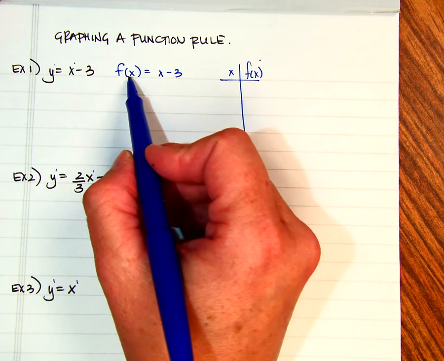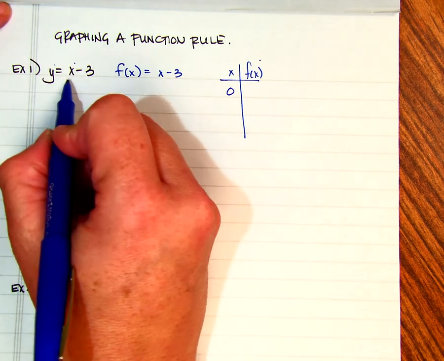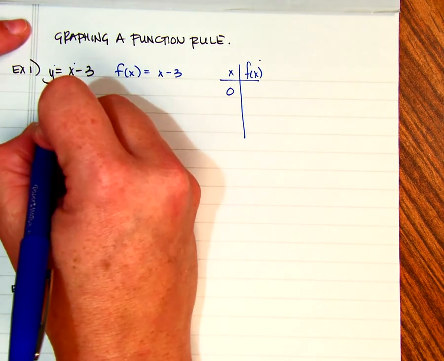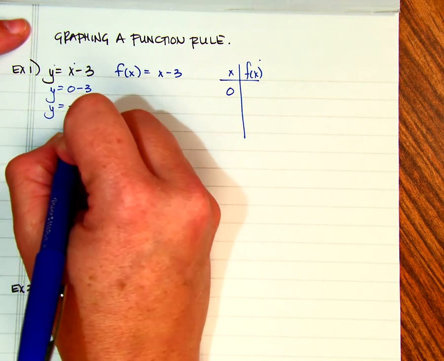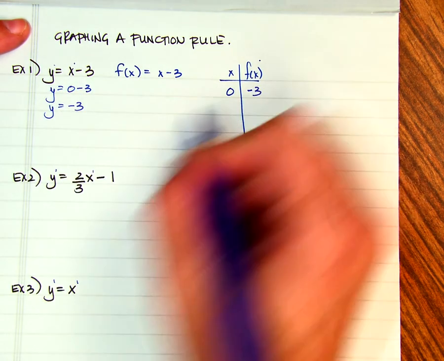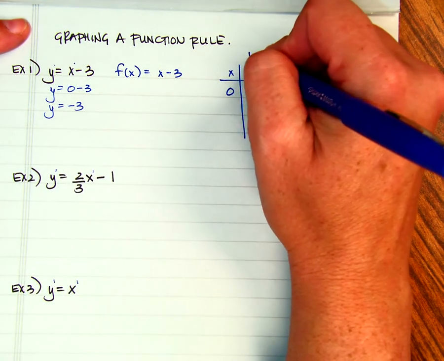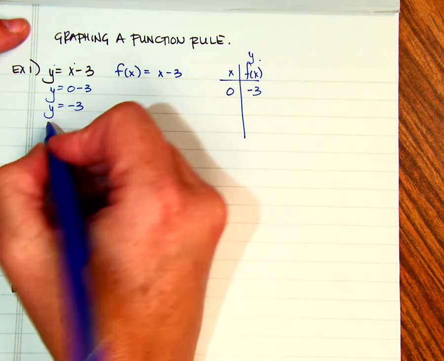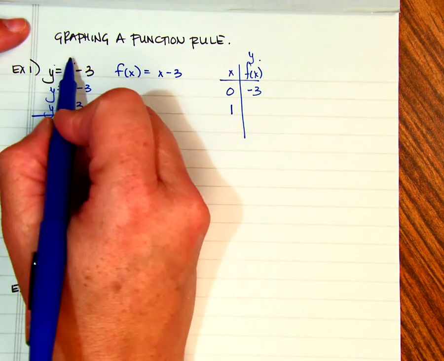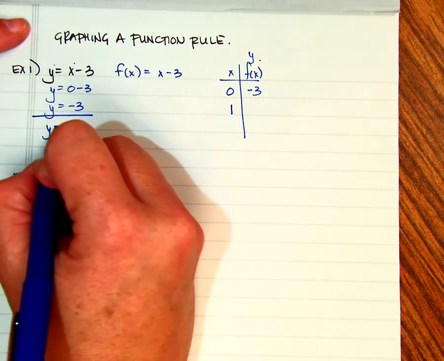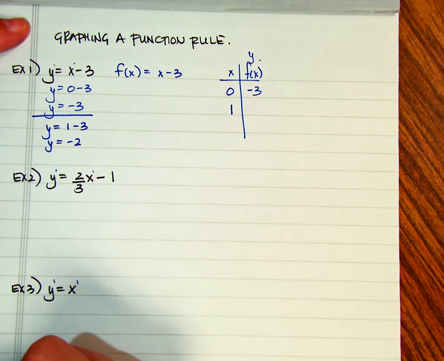So if I am putting in a 0, for example, so if I put a 0 in here, y equals 0 minus 3, so y equals negative 3. If I did the same thing for f of x, remember this is also the same thing as y. I might pick 1. So if I input 1, so if I put a 1 in for x, I end up with y equals negative 2.